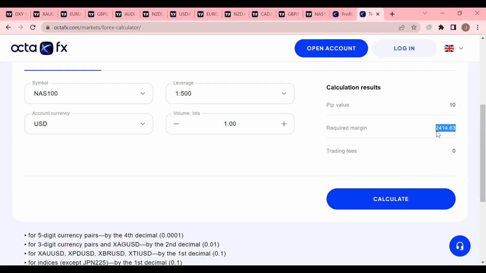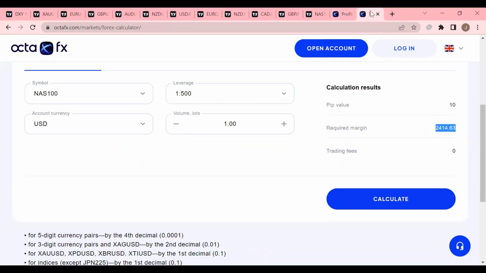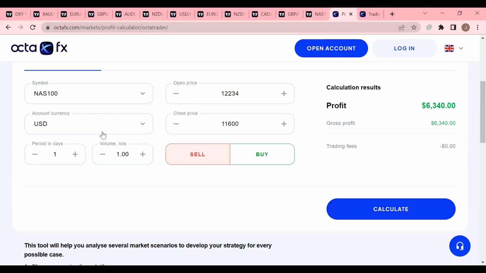Sorry, $2,400 is usually 10% of my account. That means you need to have at least $20,000 in your account. So one lot gives you 6,400, and you need at least $20,000 in your account. You must not have that lot.